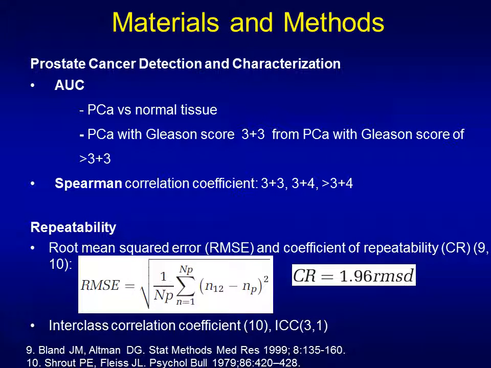Prostate cancer detection and also prostate cancer characterization were evaluated using AUC values. AUC values for differentiation of prostate cancer from normal tissue, but also for prostate cancer with lower Gleason score from those with higher Gleason score. Gleason score is a histopathological marker of prostate cancer aggressiveness. Similarly, we also used the Spearman correlation coefficient with Gleason score groups of tumors with 3+3, 3+4, and higher than 3+4. Repeatability was evaluated using the coefficient of repeatability and intraclass correlation coefficient. For the intraclass correlation coefficient, differences between the repeated measurements are compared to differences between the subjects.